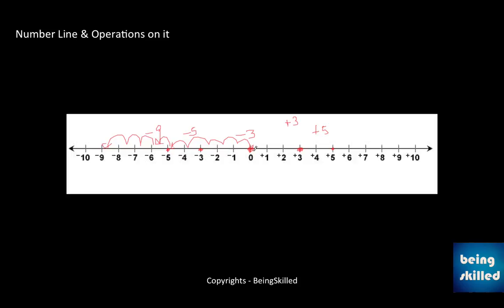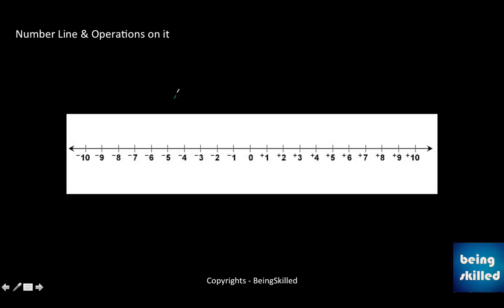First of all, you have to draw a number line, which is a horizontal line which will have lots of numbers. You can have 0 as the central point, and you can have positive numbers on the right side and negative numbers on the left side.